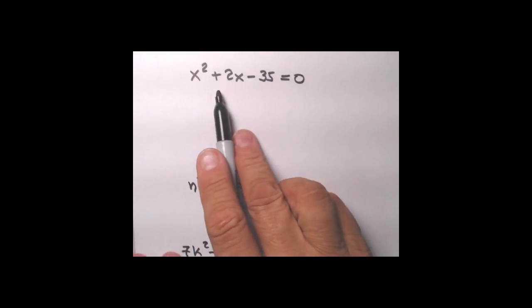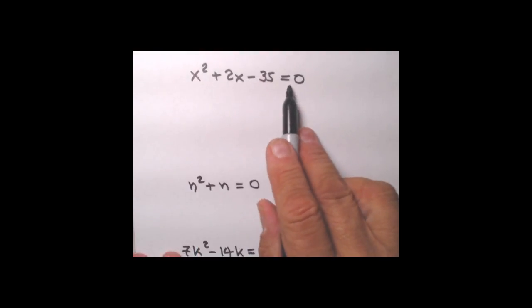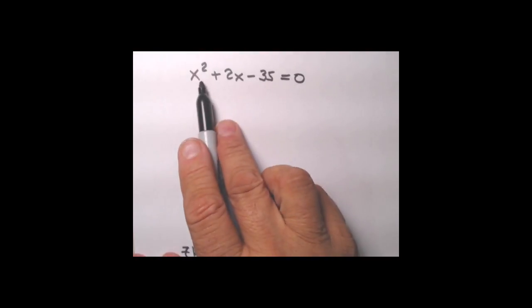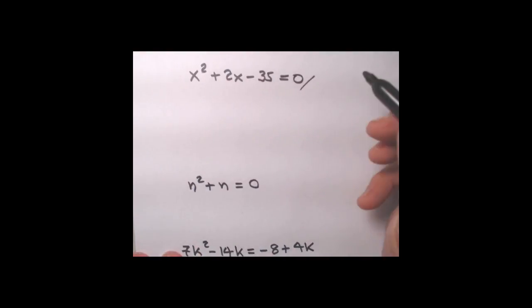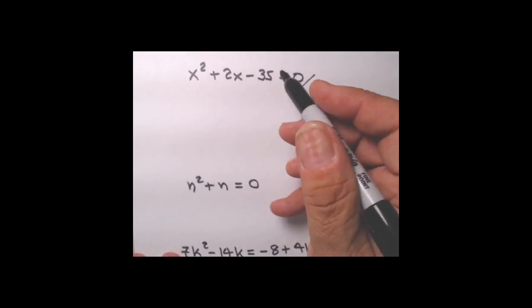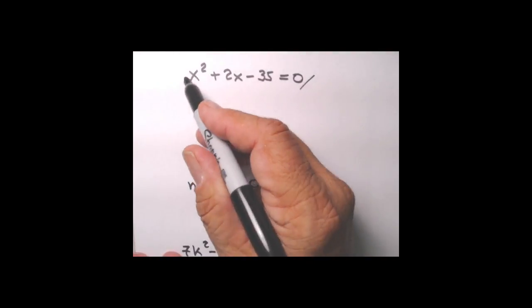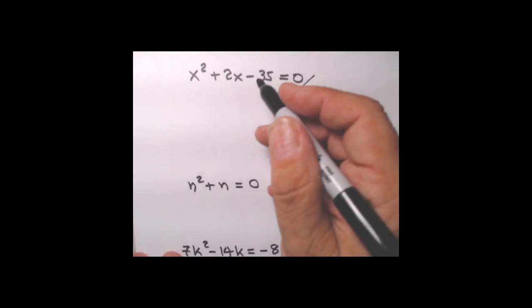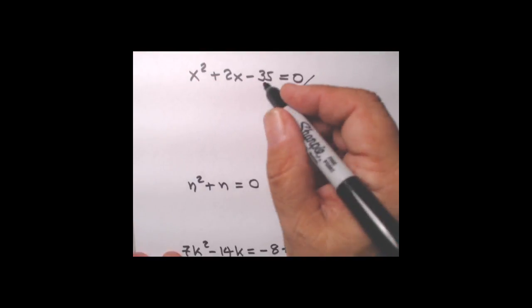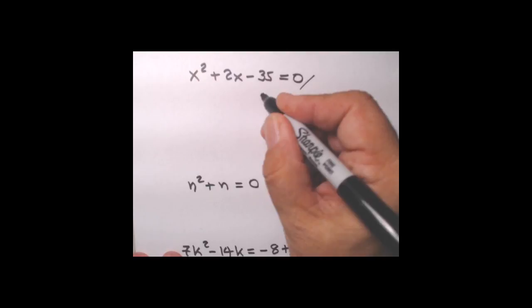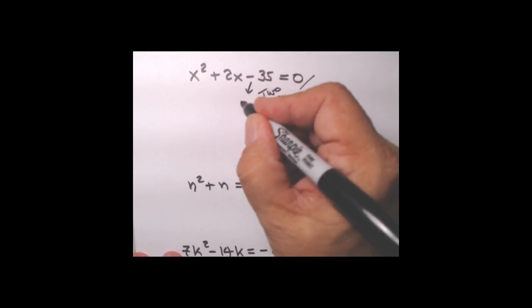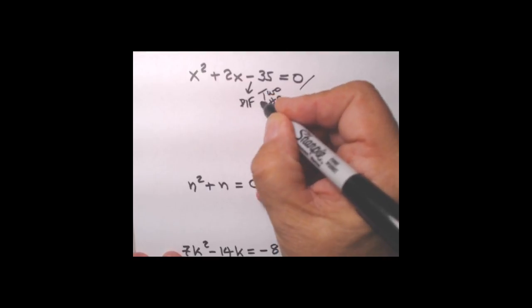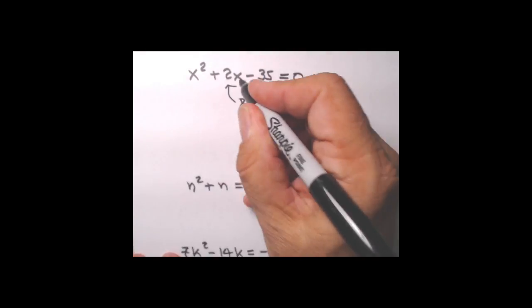This one right here, they've been nice to us. Everything's moved to the left already. This is a quadratic. You can see the squared term. And of course, we have the required 0 on the right. So we're all set to factor this. Now, we got a nice plus 1 in front, so that means it's a reverse FOIL. So I want two numbers multiplied together to give me 35. The minus here reminds me I want the difference of those numbers then to be 2.